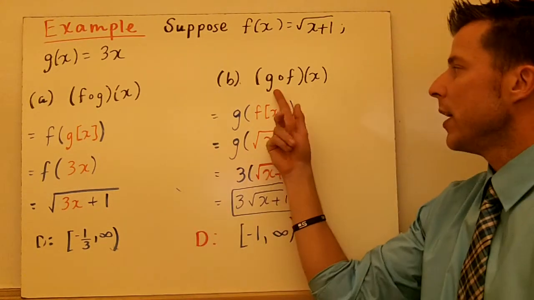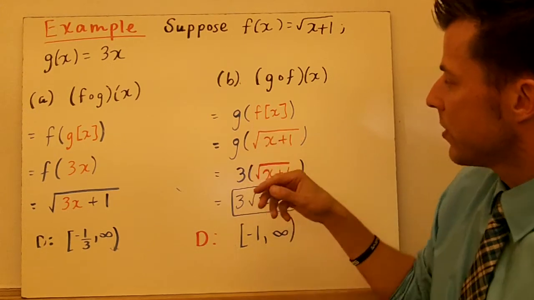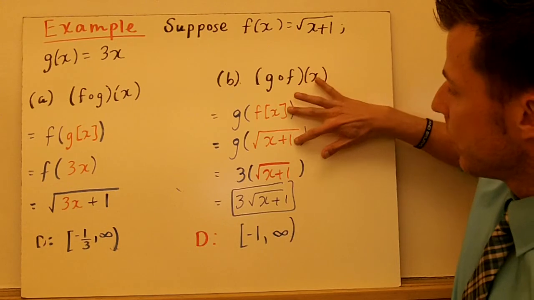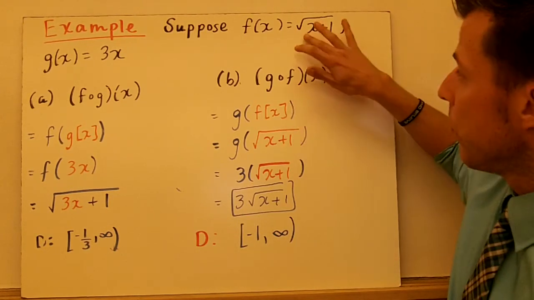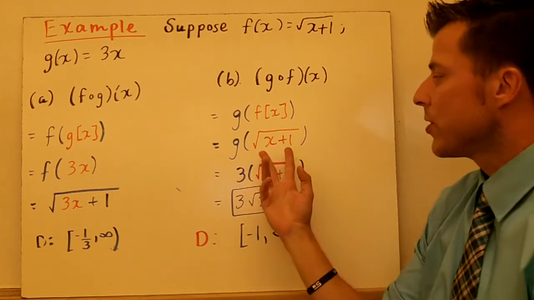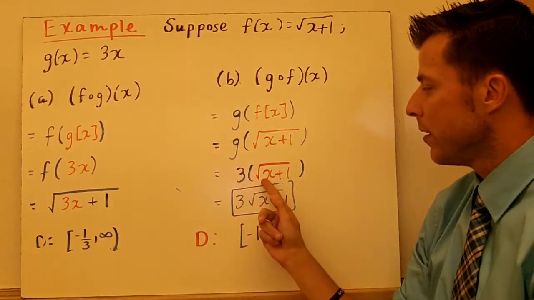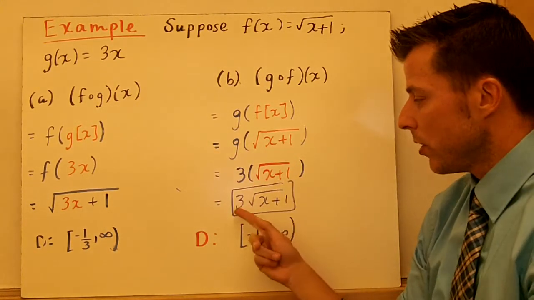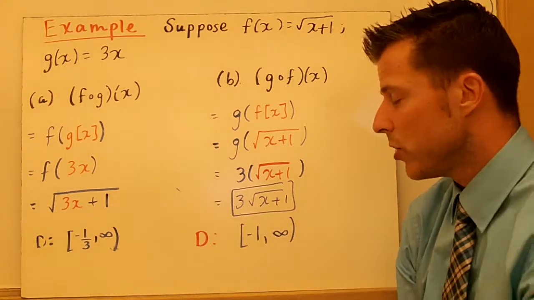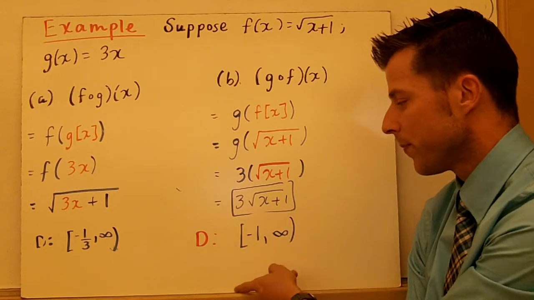Part B, again, g composed with f of x. You want g of f of x, so similar idea. You have f of x, you know what that is. You're going to replace f of x with what it's equal to. In this case, the square root of x plus 1. And the square root of x plus 1 is going into g. So you have now 3 times the square root of x plus 1, which is just 3 times root of x plus 1. Again, making sure you know what the domain is. x has to be greater than or equal to negative 1, and there's the domain here.